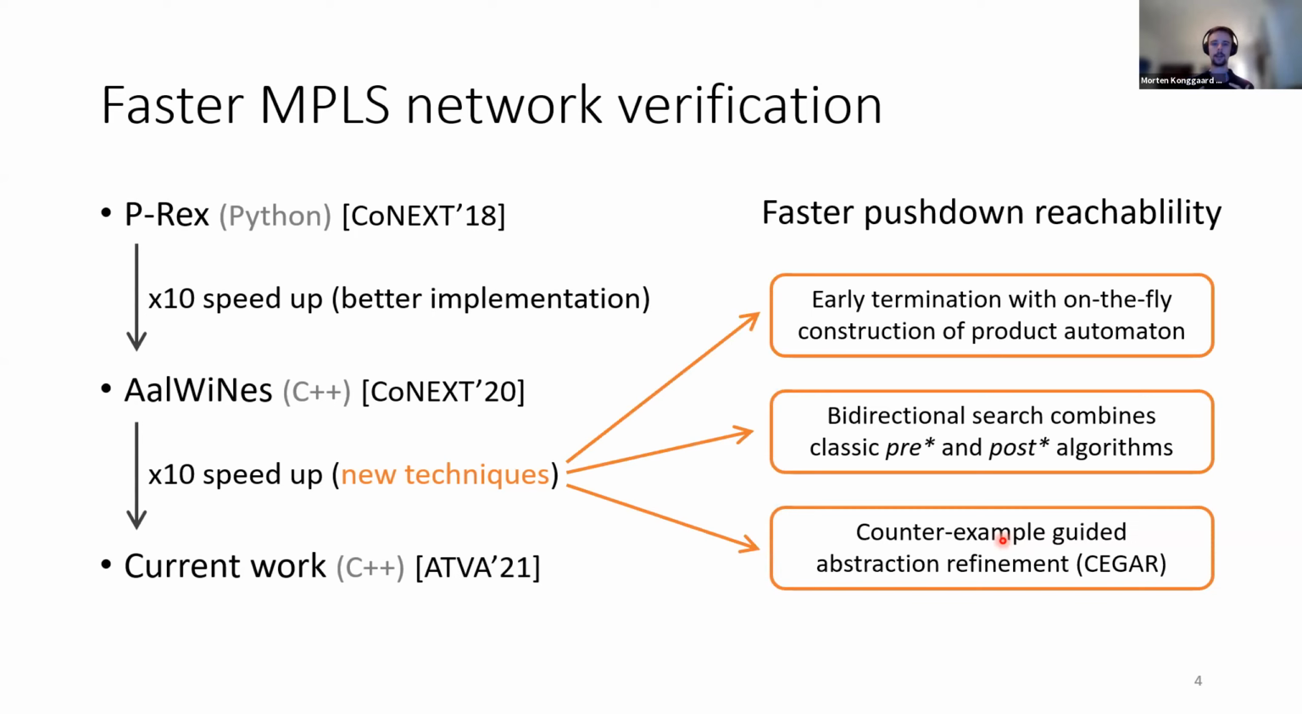So we present here three techniques for faster pushdown reachability. These are general techniques, but we apply them to make MPLS network verification more scalable. The first technique is an early termination technique where we construct the product of two automata on the fly. Secondly, we combine two existing algorithms into a bidirectional search. This has a surprisingly high efficiency in terms of improving performance. And finally, we apply the technique of counterexample guided abstraction refinement.